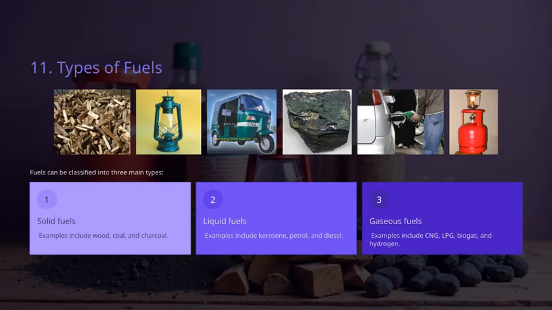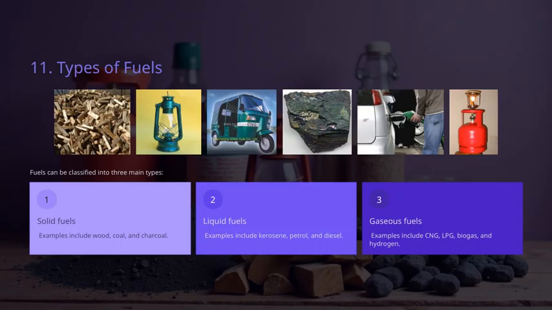The first type is solid fuels, like wood, coal, and charcoal. These are traditional fuels that have been used for centuries, mainly for heating and cooking. They are generally easy to store and transport, but they also produce more pollution compared to other types.